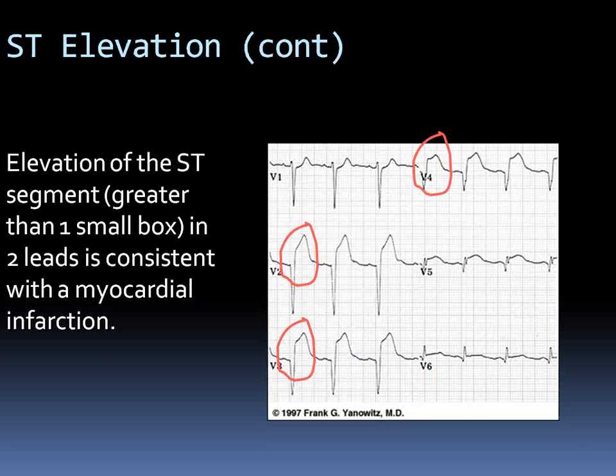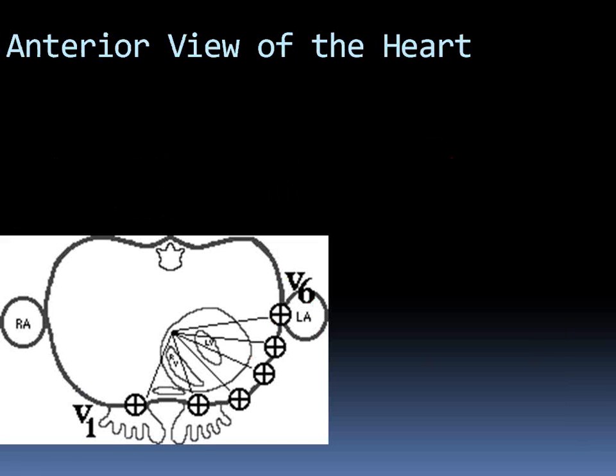So if you look at this view over here, when a patient is lying down on the bed or the table, his heart is pressed against the anterior part of the rib cage. Lead V1 is directly on top of the right ventricle, and leads V4 to V6 are directly on top of the left ventricle.